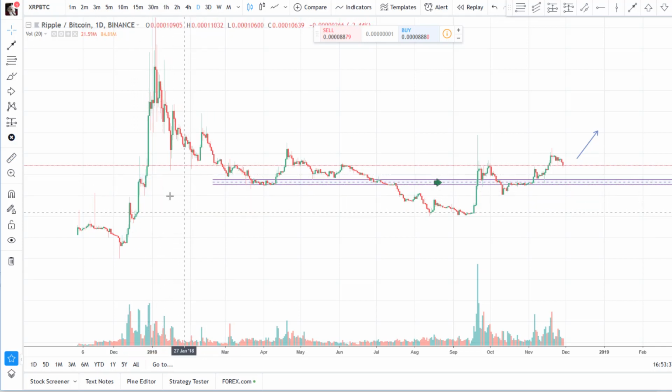So those that are in training know what inflection points are. Here's an inflection point. Here's another one. But look at that. This aligns perfectly. This value channel aligns very closely with an inflection point.